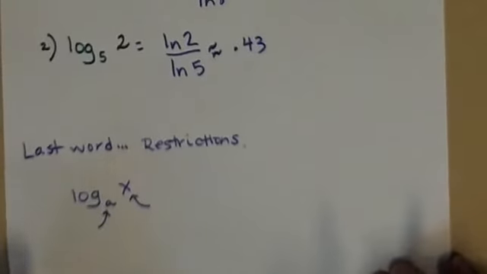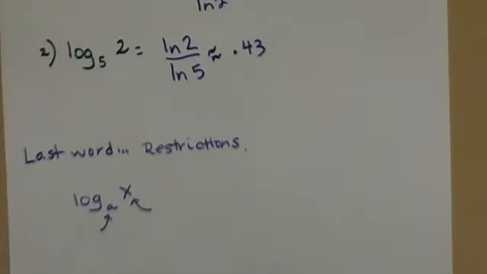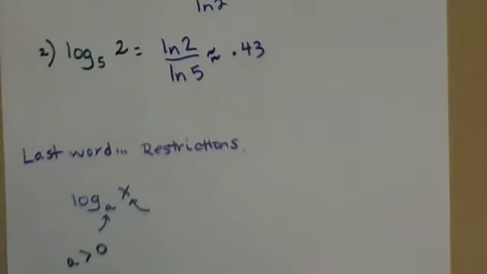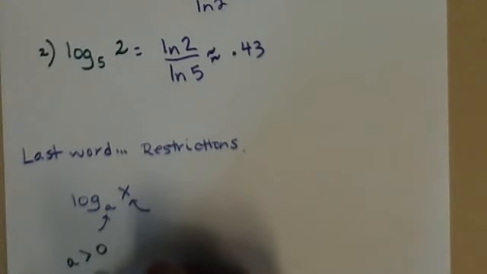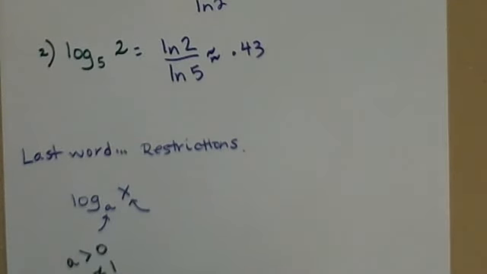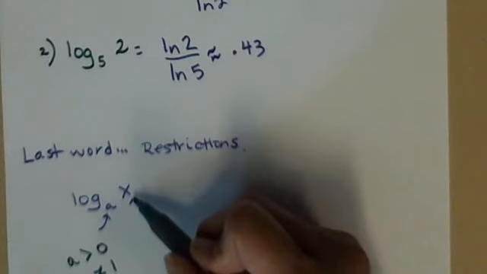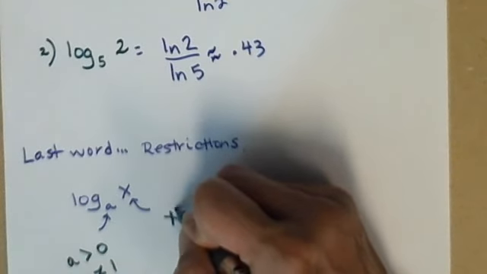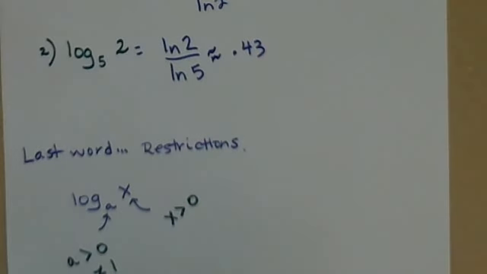Okay, so one last thing before I let you go. There are some restrictions that I haven't told you about, and they are important. So when you're doing your logs, your base a has to be positive, greater than 0, and it can't be 1. Can't have a log base 1. And then the argument has to be positive.